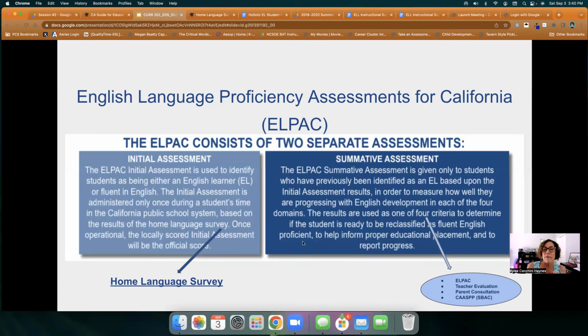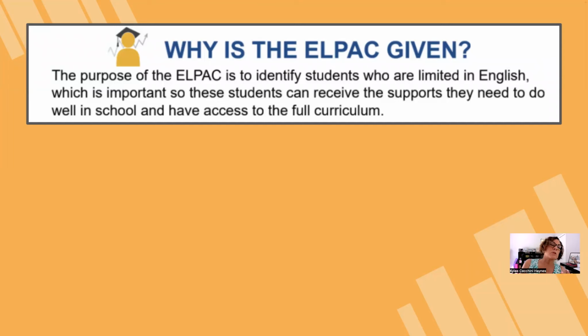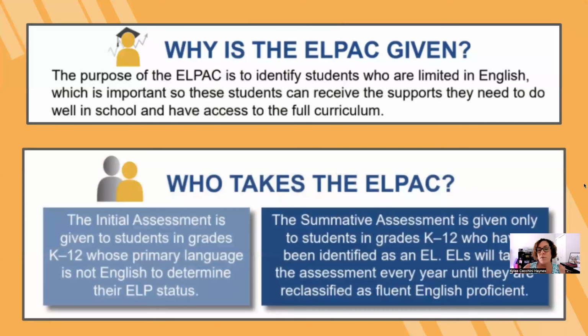So why it's given: it's to identify students who are limited in English, which is important because we want to support our students. We know that they need to receive extra support so that they can do well in school and have access to the full curriculum. All right, and we've already gone over who takes it, right? The initial assessment and then the summative assessment.